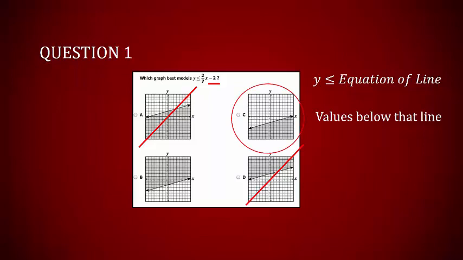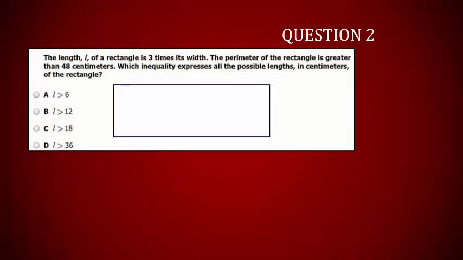Alright, on to the next one. They're telling us that a rectangle has a length that is 3 times the width. So we know our width is W, and our length is going to be 3 times W. The opposite sides are the same, 3 times W and W. Now they're telling us something about the perimeter, so we know perimeter is everything added up, and that's greater than 48 centimeters.